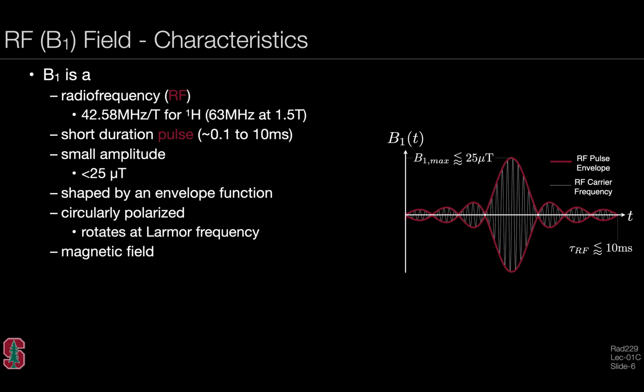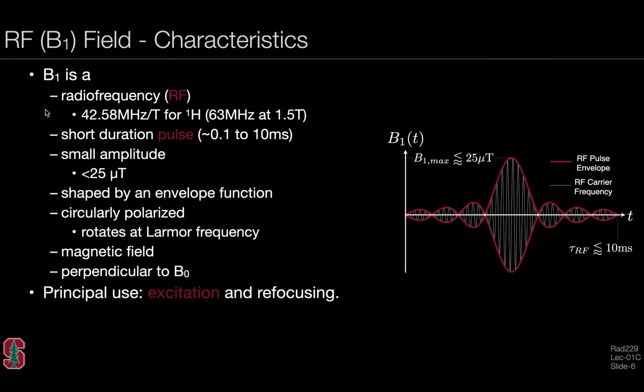And these are fundamentally electromagnetic fields, of course. Mathematically, these are perpendicular to the B0 field, and we'll see why that's important later, but it does fundamentally help us appreciate why such low magnetic field strengths, a few microtesla, are able to tip the spin system in the presence of the otherwise very strong external B0 field.